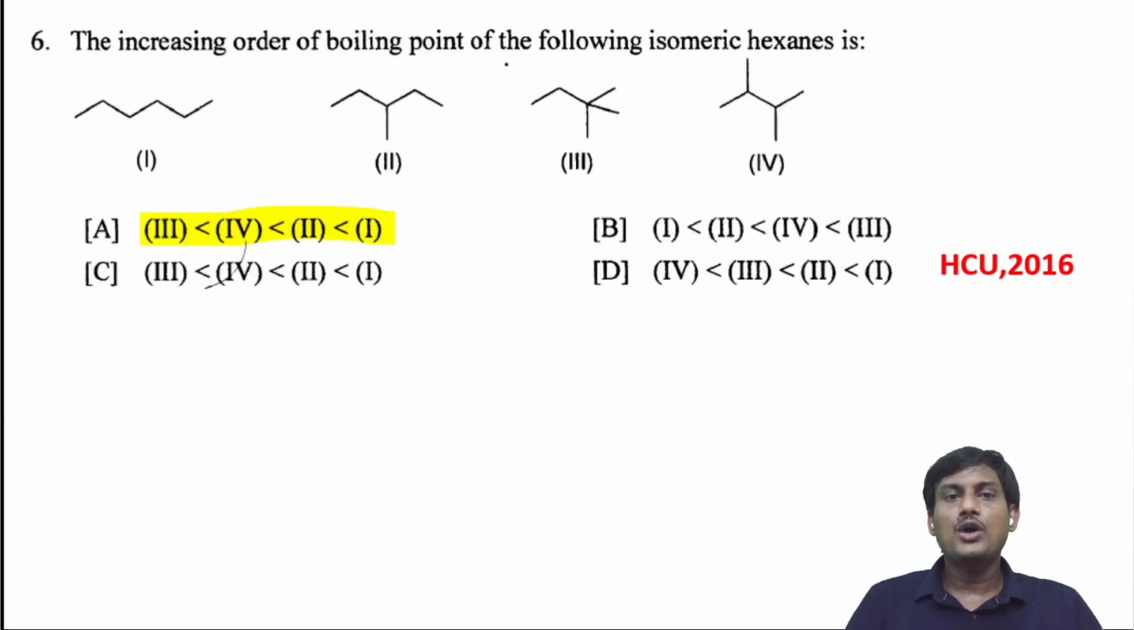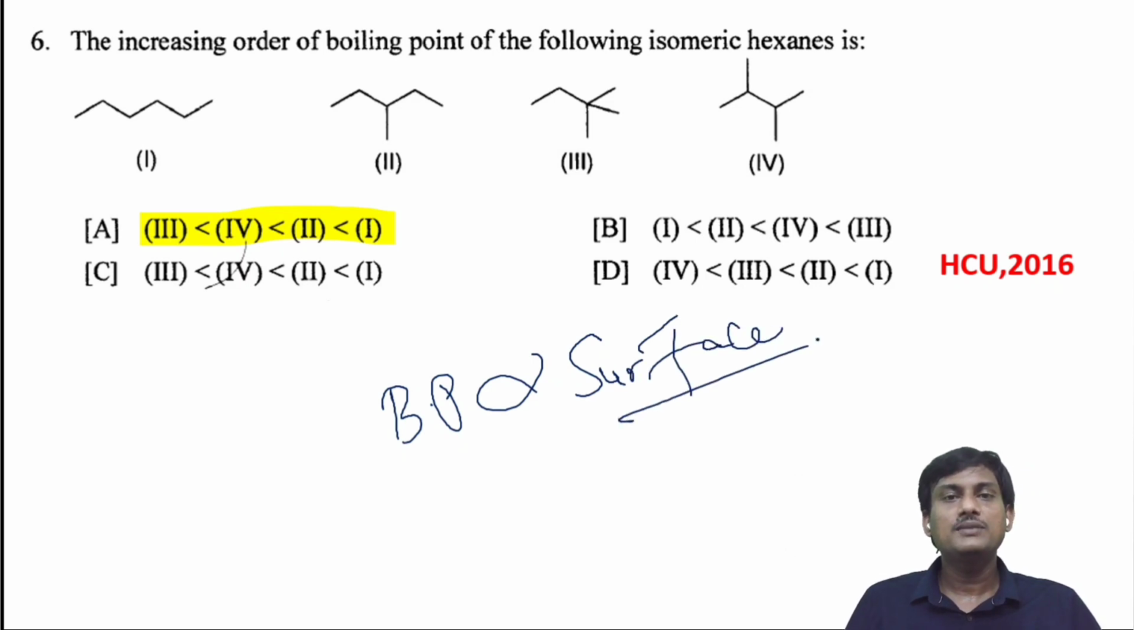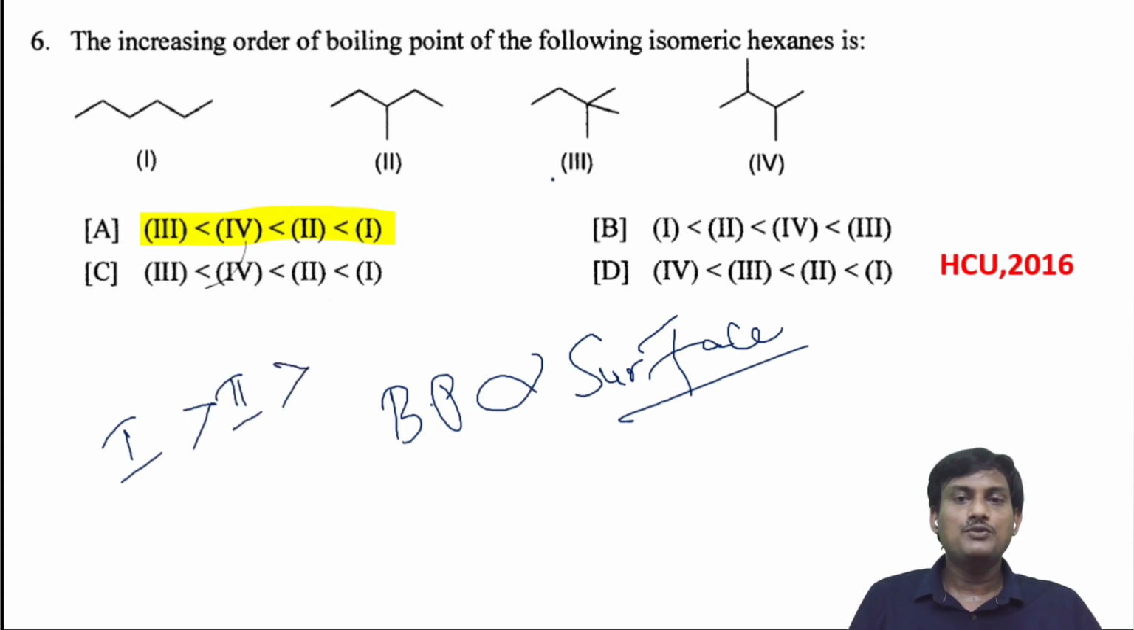The increasing order of boiling point of the following isomers of hexane: boiling point is directly proportional to surface area. The more the surface area of the molecule, the more the boiling point of the hydrocarbon. So the first one has more surface area. Next one is the second, and this one has more surface area when compared to the third. So this is the order: 4 next, and the least one is the third. So what is the order? 1, 2, 4 and 3.